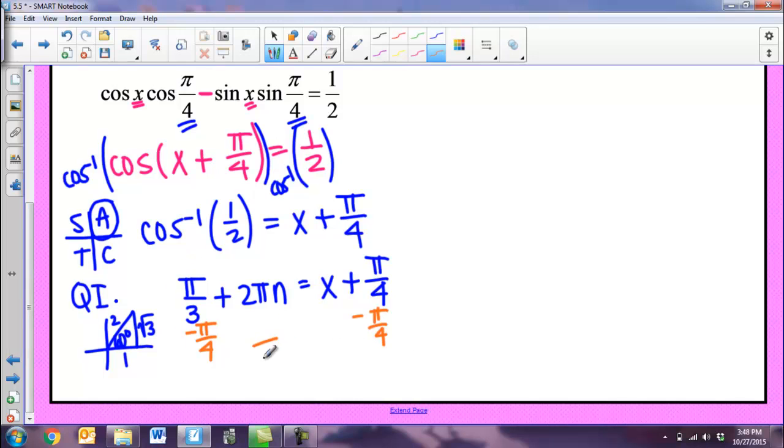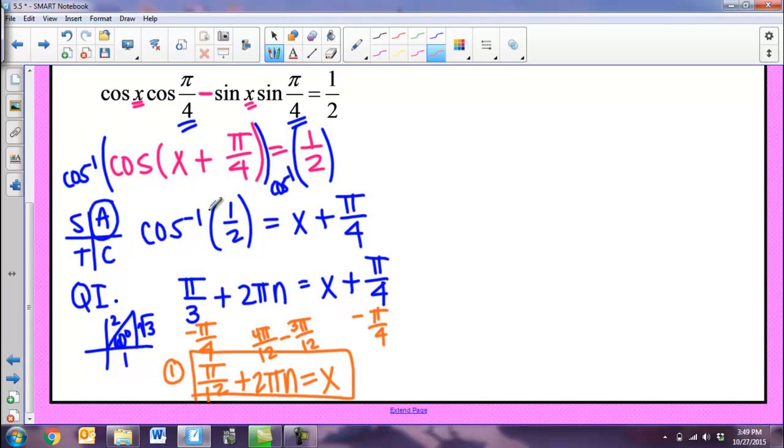My common denominator would be 12, and so this guy is missing a 4, so I'd have 4 pi over 12, and then 12, this guy's missing a 3. So my first general solution would be 4 pi minus 3 pi all over 12, so pi over 12 plus 2 pi n equals x.